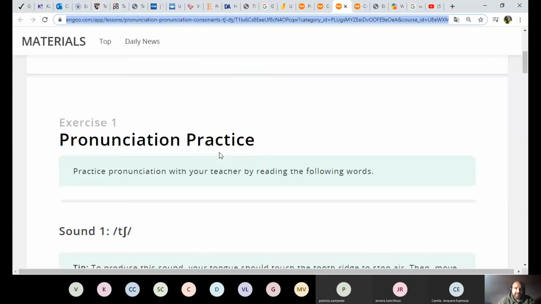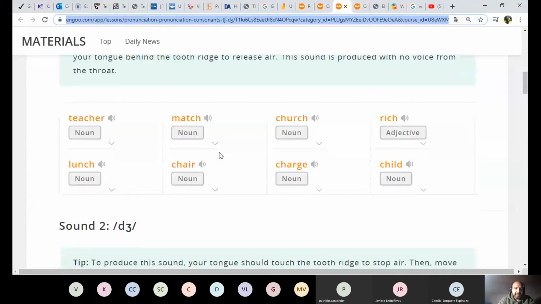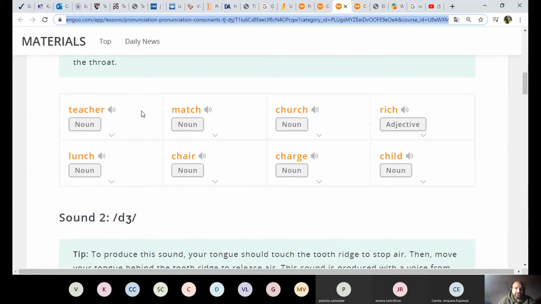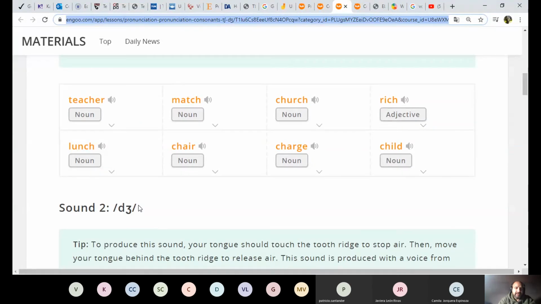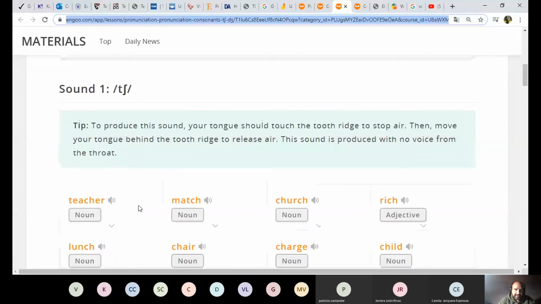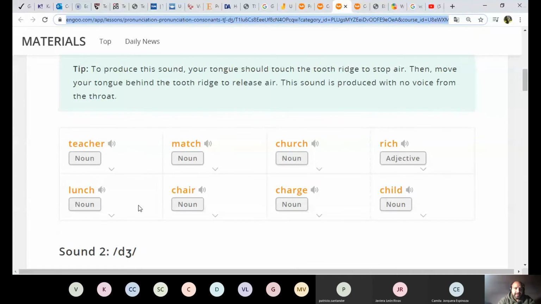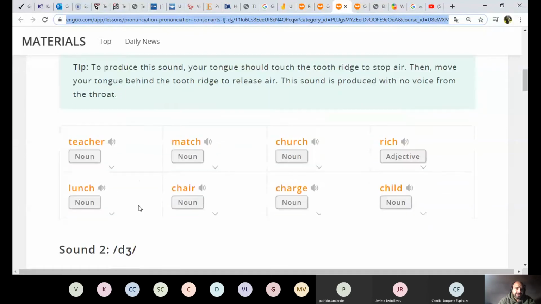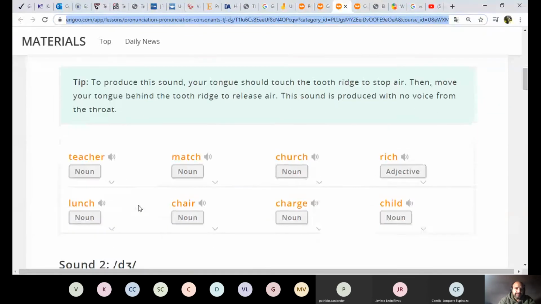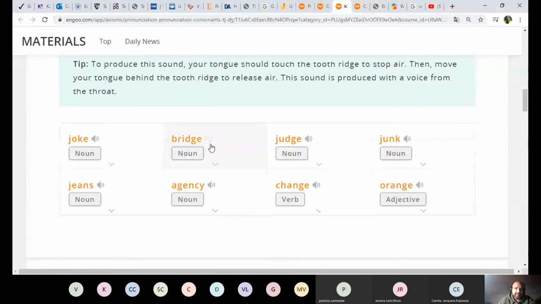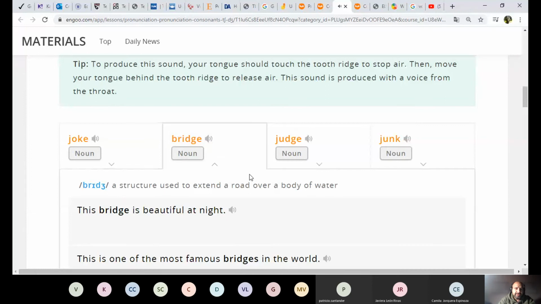You get some examples, you get to hear. Particularly in this one, it happens the same. We have ch and j; both of them are affricate sounds, and voicing is the difference. So I would say go and practice the voiced sound. Bridge, judge. And go on and listen to the sentences.